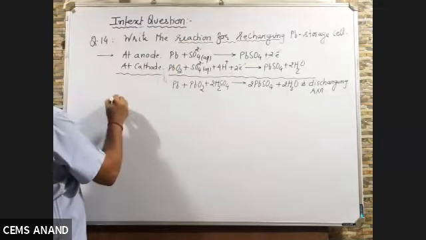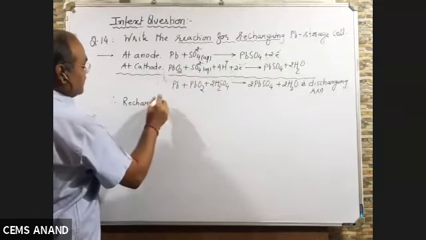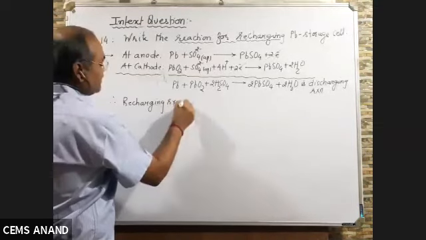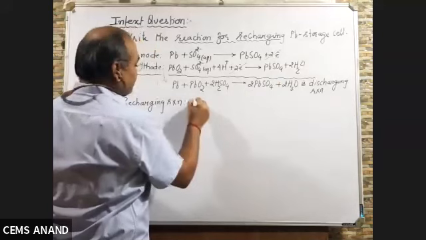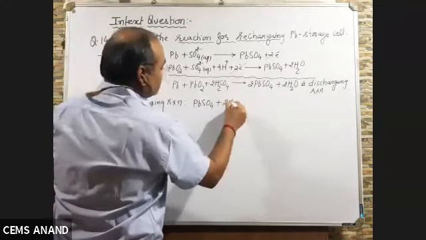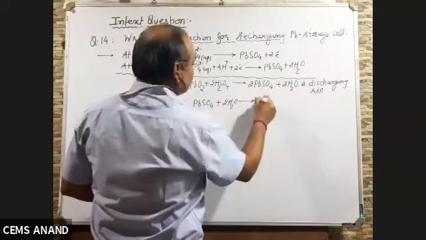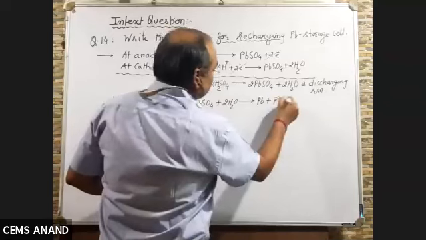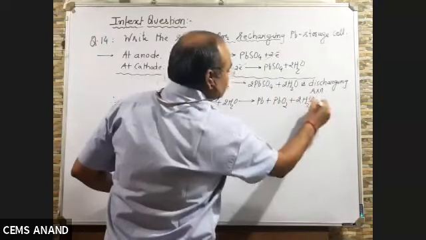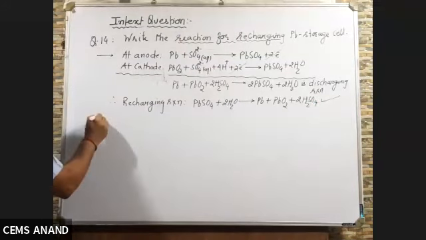So therefore the recharging reaction will be the reverse of this: PbSO4 plus 2H2O. You have to supply current. So it will be converted back to Pb plus PbO2 plus 2H2SO4. So this is your answer. Now question number 15.